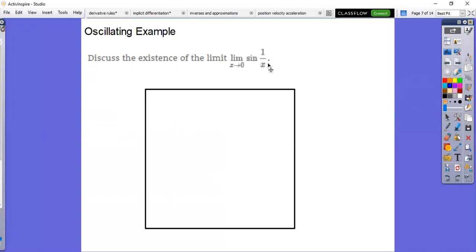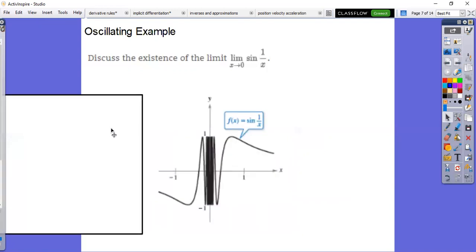Basically, as x approaches 0, this quantity right here, 1 over x, approaches infinity. As this approaches infinity, sine, which we know is periodic, is going to move rapidly between -1 and 1, because that is the maximum and minimum value of sine. So as x gets smaller and smaller, sine is going to move through its period much quicker, and we end up with a graph that looks like this. As I approach 0, the function is oscillating very quickly between -1 and 1, which means there's no specific value that the function is approaching, so this limit doesn't exist.